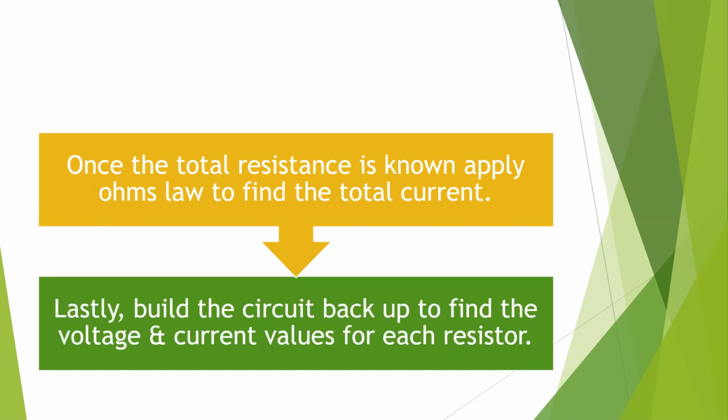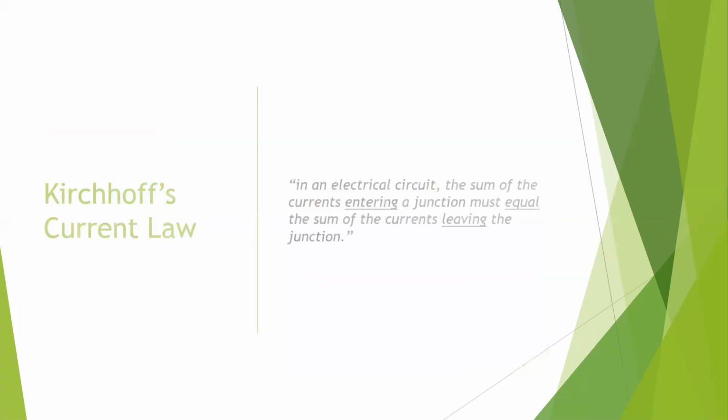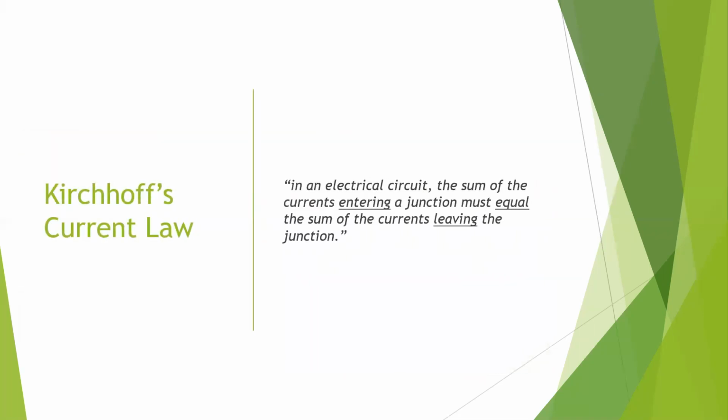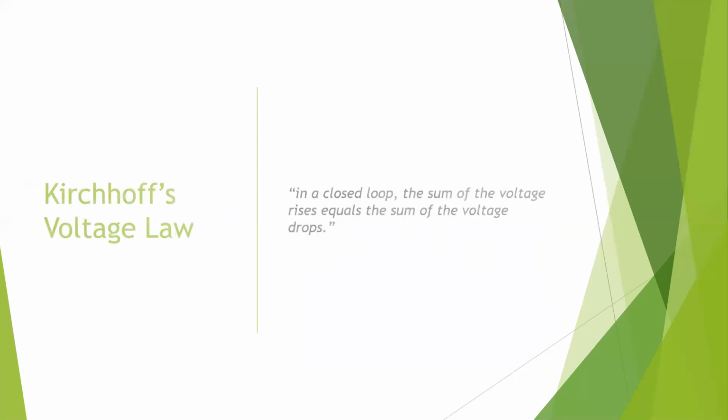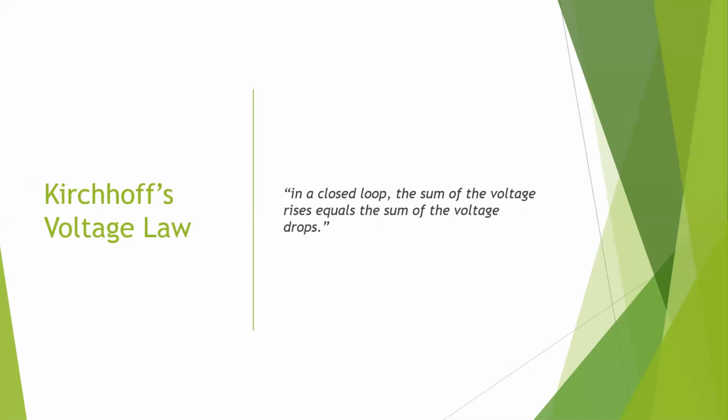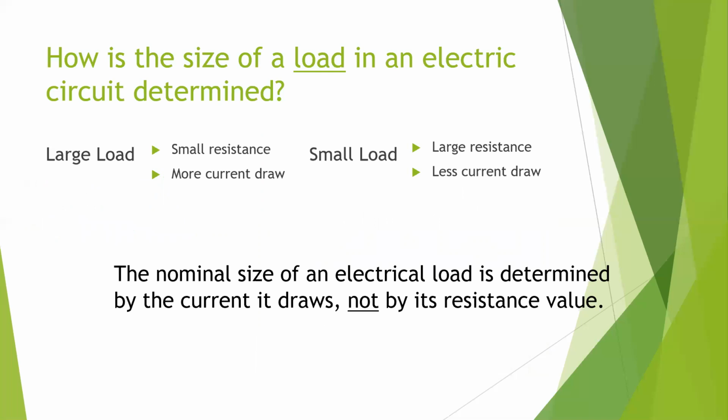So we have Kirchhoff's current law. As a review, in an electrical circuit, the sum of the currents entering a junction must equal the sum of the currents leaving that junction. For Kirchhoff's voltage law, in a closed loop, the sum of the voltage rises is equal to the sum of the voltage drops.